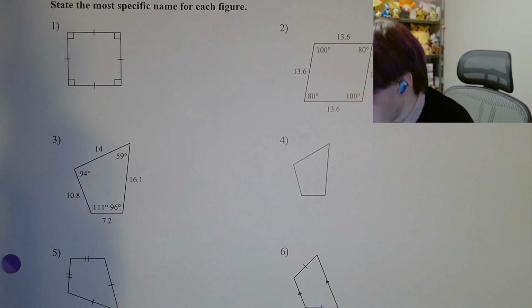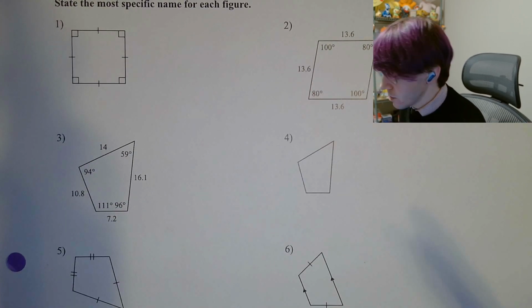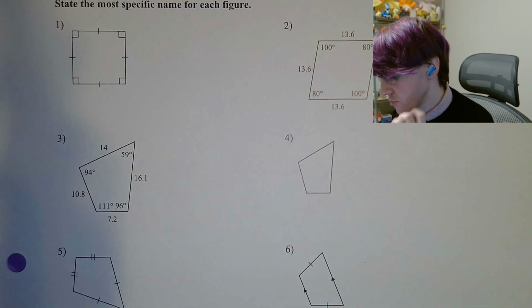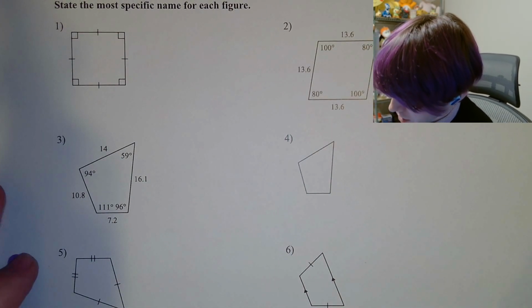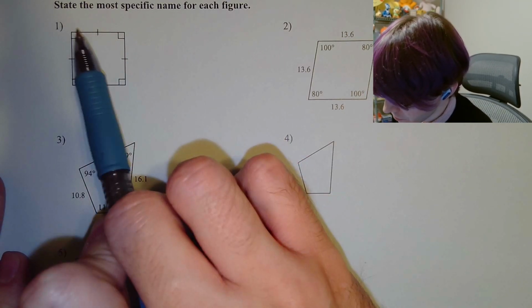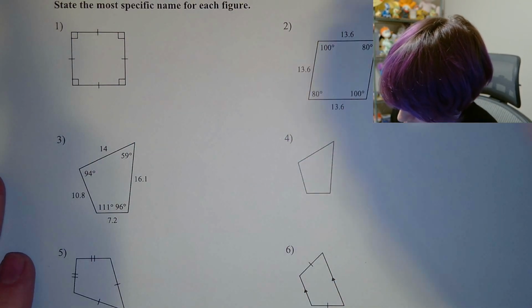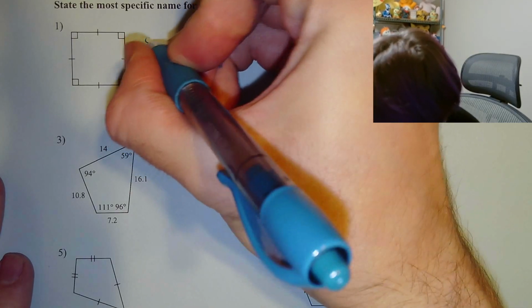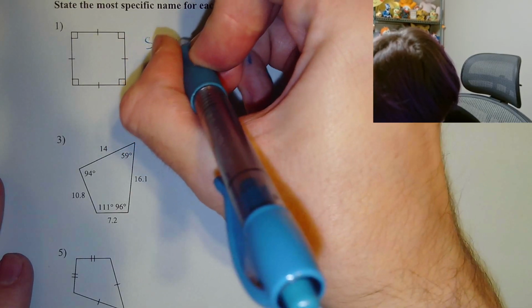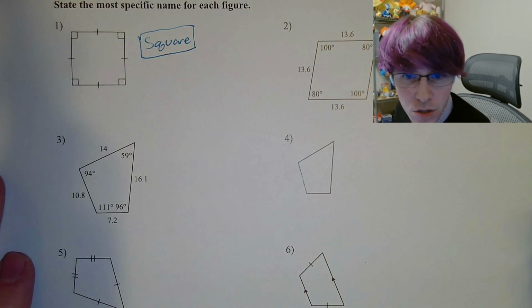Alrighty, guys, let's get going on this quadrilaterals practice problem, massive packet. We're going to start off naming the most specific name for each figure. So I think this first one's kind of obvious here because we have four sides of equal length, makes it a rhombus. Four angles that are all the same makes it a rectangle. Anything that's both a rectangle and a rhombus is automatically a square. Bada bing, bada boom, nothing much to it.